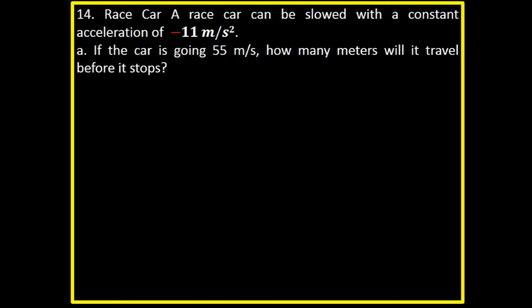Right. Next, race car problem. A race car can be slowed with a constant acceleration of negative 11 meters per second squared. If the car is going 55 meters per second, how many meters will it travel before it stops? Now, notice that the deceleration is 11 meters per second squared. That's almost 1 G. That would be your weight. 2 G's would be twice your weight. We'll talk about that a little bit more when we do Newton's laws.